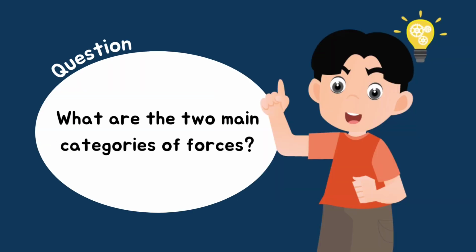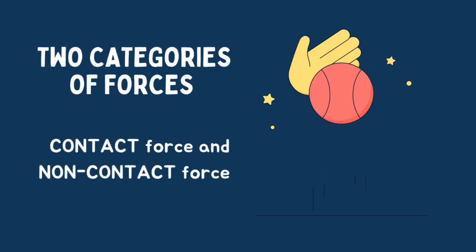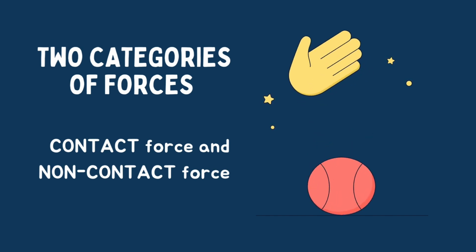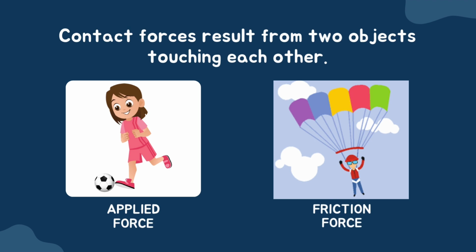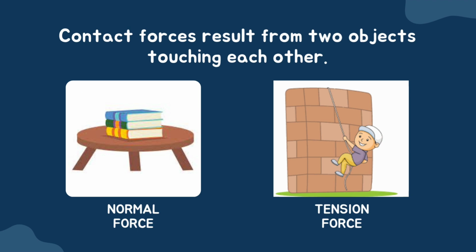Now, there are two main categories of forces. What are those? First is the contact force, and second is the non-contact force. Contact forces result from two objects touching each other. Applied force, friction force. We also have normal force and tension force.